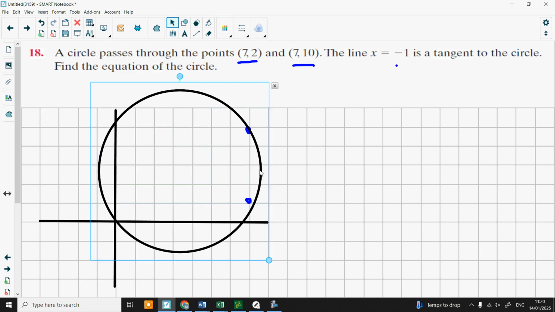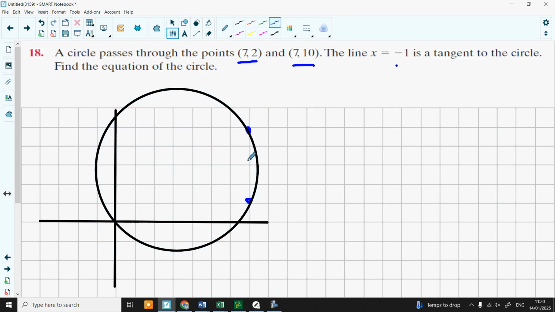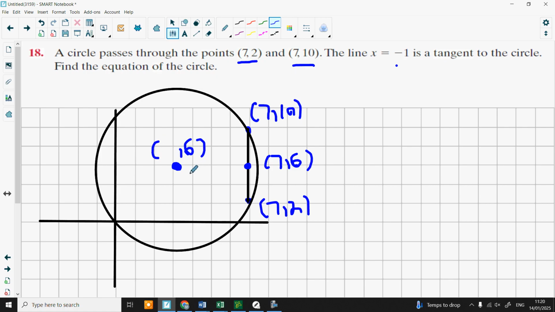Now, we're fortunate with (7, 2) and (7, 10). For what reason? It's a chord, right, and the chord is going down like that. That's (7, 10) and that's (7, 2). What can we say about the midpoint? (7, 6). That 6 value here is the y value of the center of the circle.